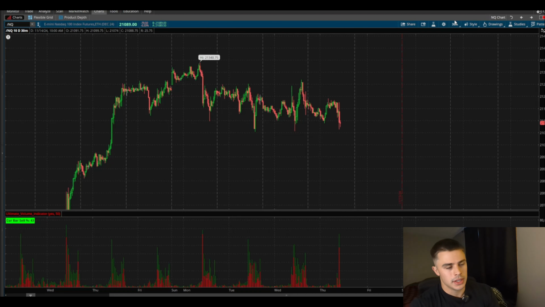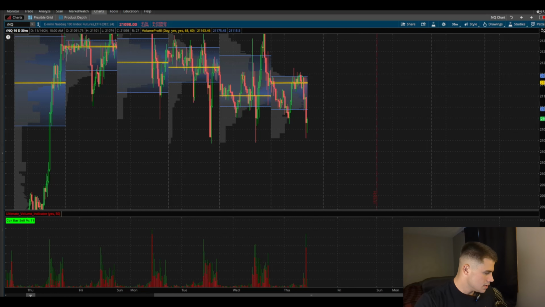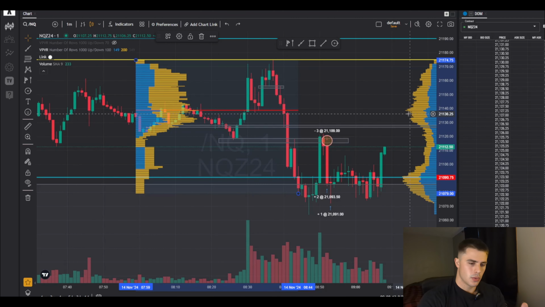But what volume profile does is it basically organizes volume by price. So you can see the specific volume that occurs at each price level. I'll go ahead and show you now. For instance, I'll just show you what I did today in the trade I took. So here's my chart for today.